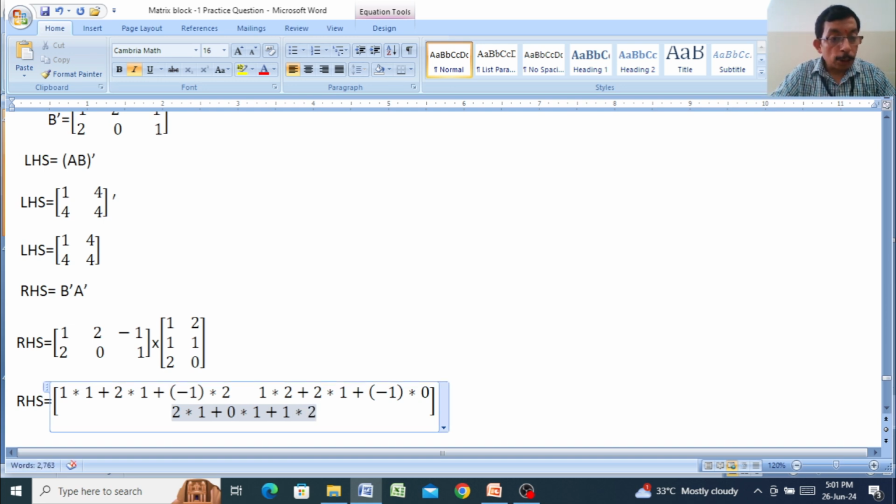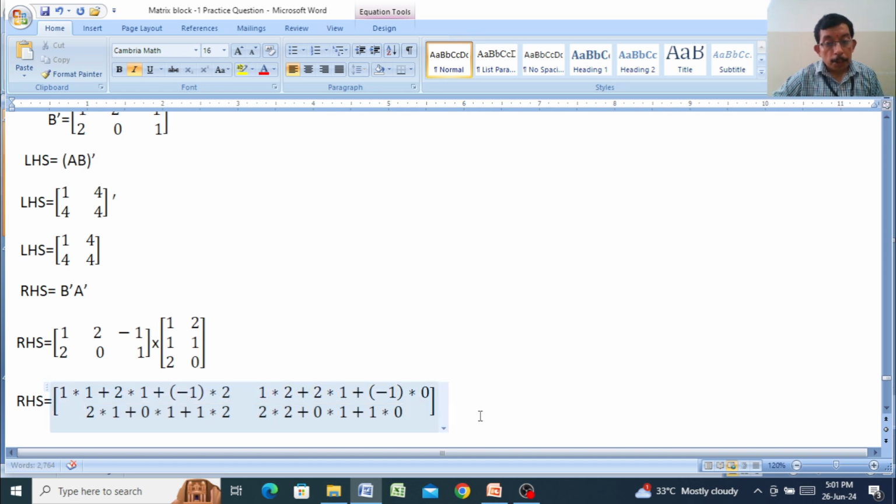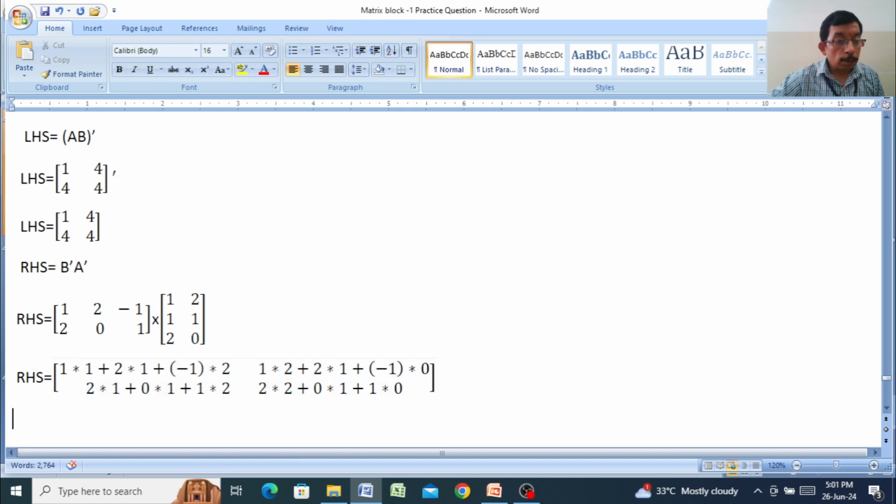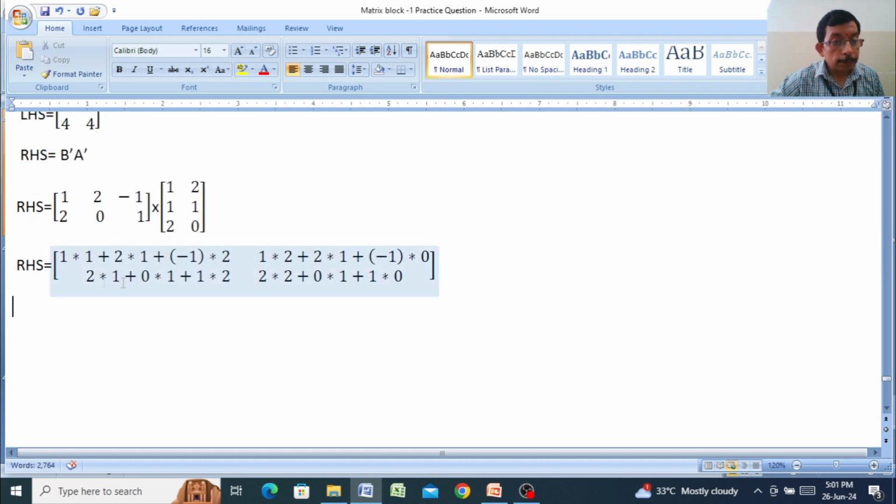Now we come to the last column, then 2 multiplied by 2, 0 multiplied by 1, corresponding element 1, 0 multiplied by 1. After that, plus the last element 1, the corresponding element 0, 1 multiplied by 0. Then the multiplication of the two matrices is complete. Now we solve in the next step.